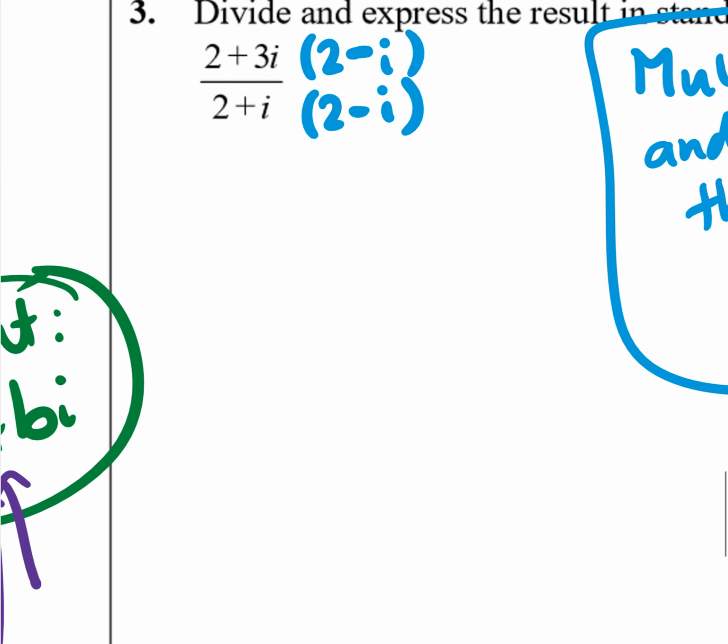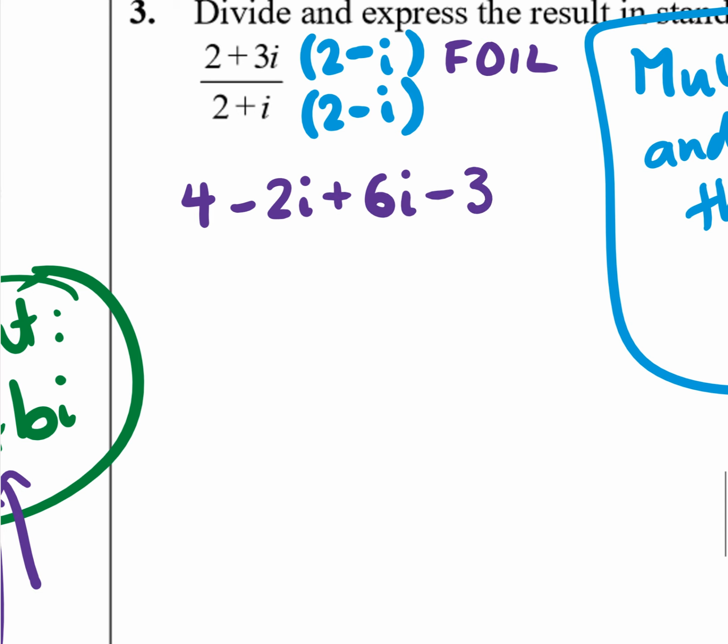So in the numerator, I'm going to do FOIL, and then the same thing in the denominator, but I'll focus on the numerator first. The first times the first makes a 4. The outer times the outer makes negative 2i. The inner times the inner makes a 6i. The last times the last makes negative 3i squared. So going a little faster now, just because I feel like we've done this quite a few times. And then in the denominator, we'll do FOIL as well.